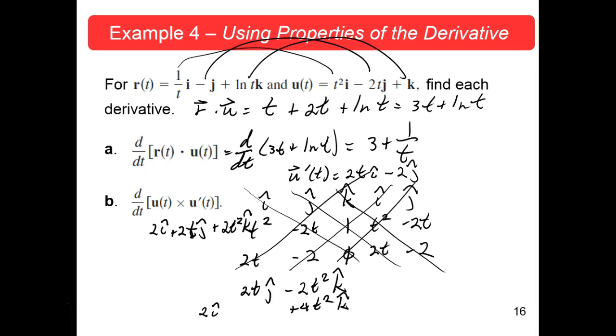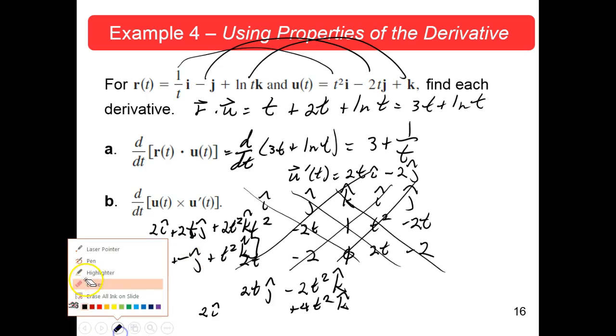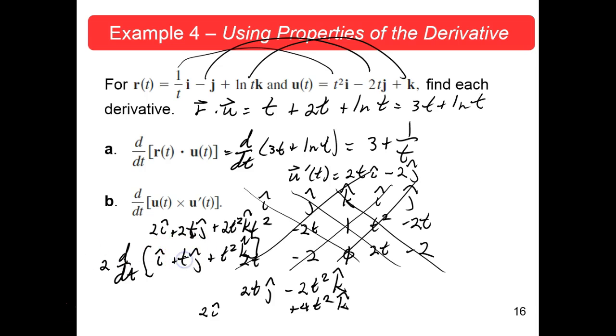Now, they all have a factor of 2, so I like to go on and take that out. If I take it out, I can take it out of the derivative as well. So let's do a 2 times d by dt of, and what do you have left? i plus t j plus t squared k. Okay, let me clean that up just a little bit. Okay, now let's take the derivative of that. The 2 is out there, and what do you get now?